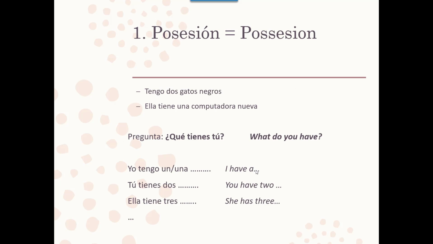And then, so possession, things that you have. ¿Qué tienes? What do you have? That means, what do you have? I have a car. Yo tengo un coche or un carro. Yo tengo una mochila. I have a backpack. Be careful because this un and una needs to agree with the noun. Tú tienes 2 hermanos. You have 2 brothers. Okay? So, for possession, things that you have.